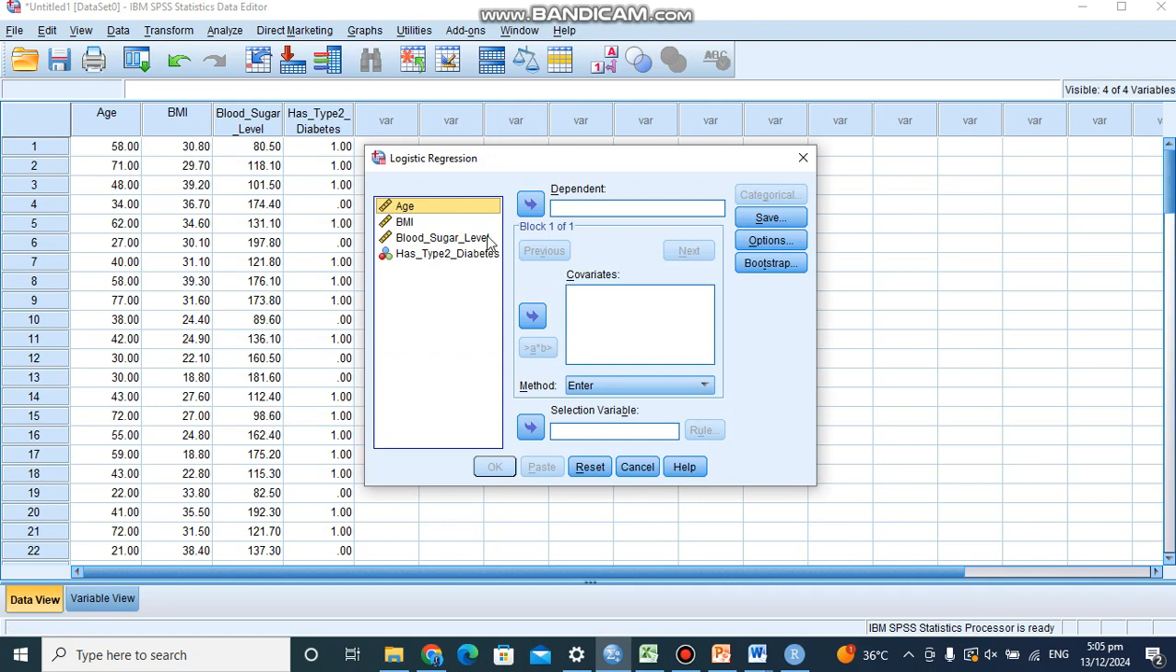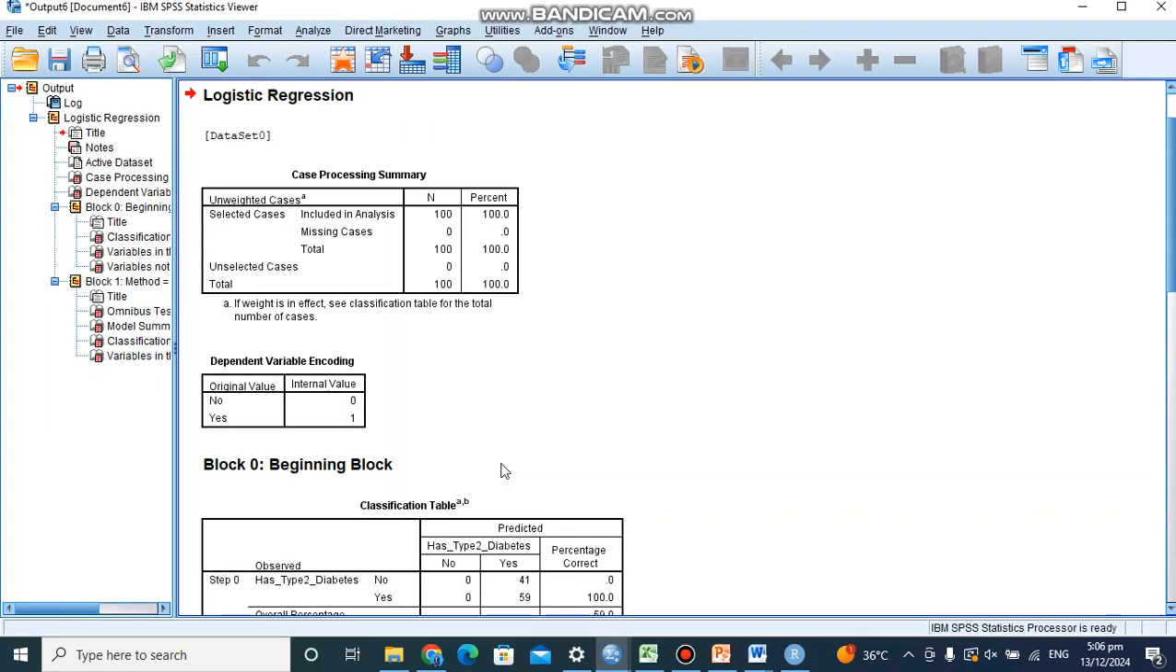Under the dependent variable, we are going to move the response, whether they have diabetes or not, and the independent variables will be going under the covariates. Having done that, we click OK. All right, so here's our result.